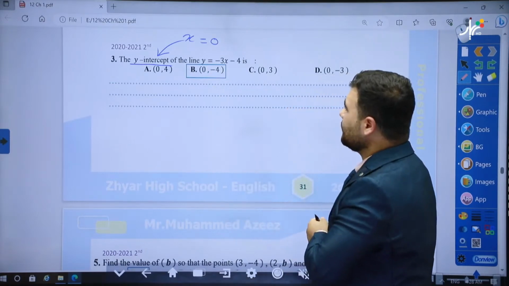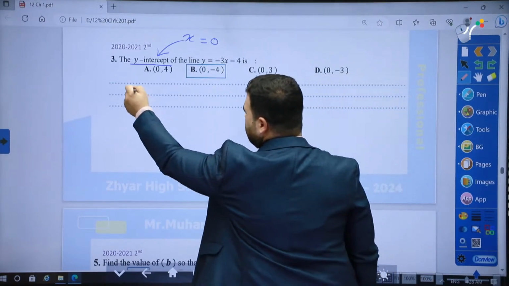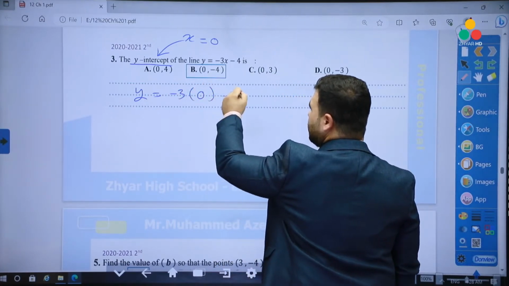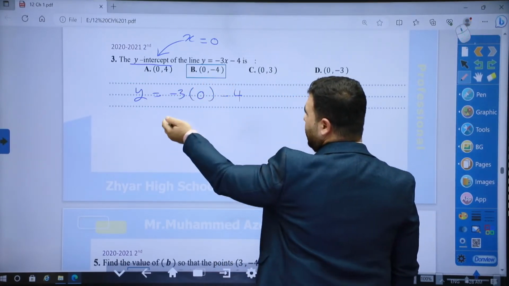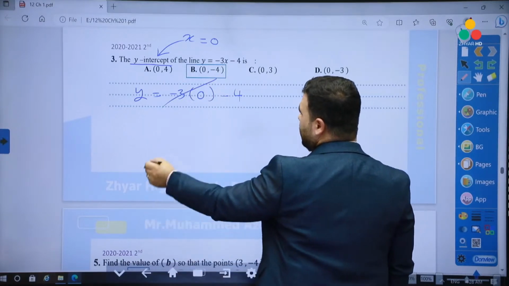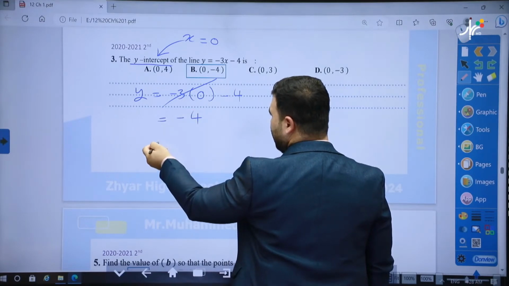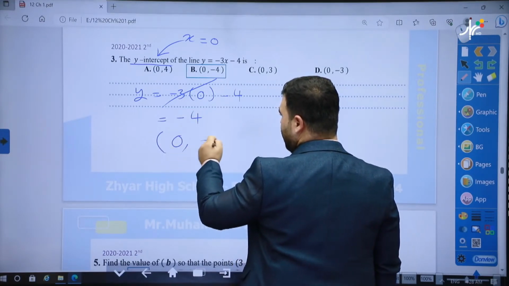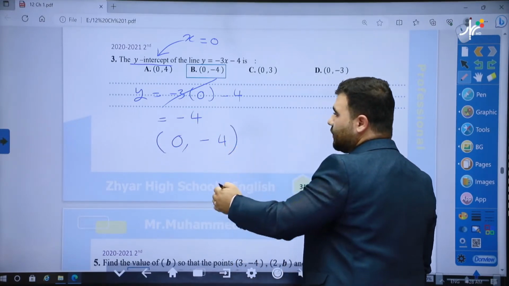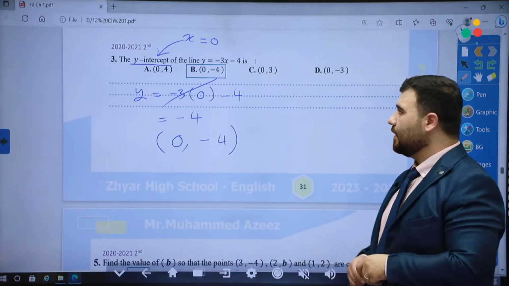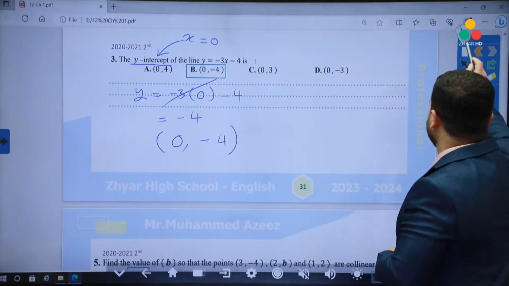When x is equal to 0, in this equation, y equals negative 3 times 0 minus 4. Negative 3 times 0 is 0. Minus 4 is negative 4. What does that mean? It means when x is 0, y is negative 4. So as a point, this is choice B. Then B is the correct answer.